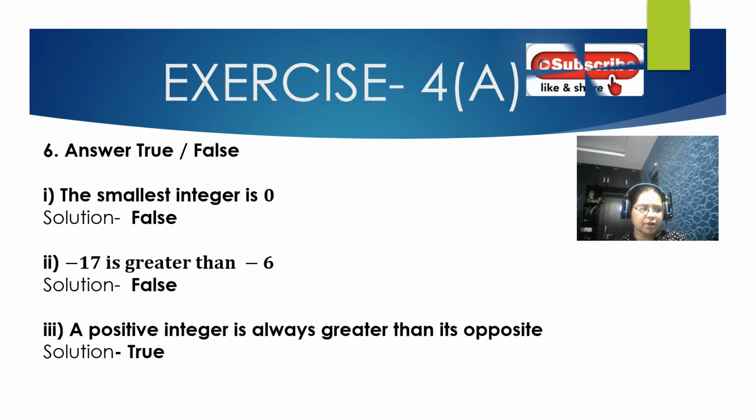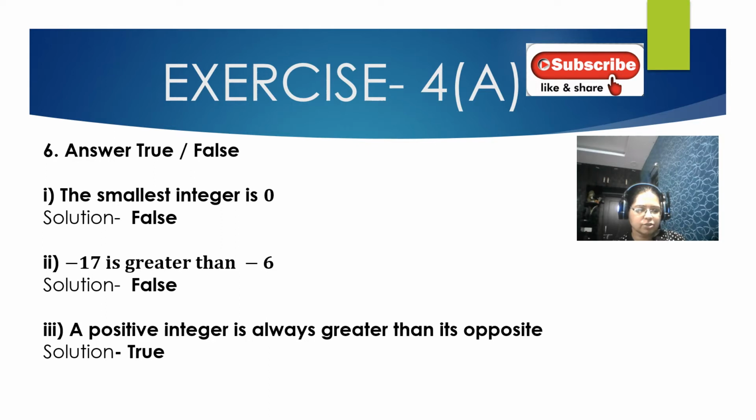Second bit, minus 17 is greater than minus 6. This is not true, this is false. As we know, 17 is greater than 6, but if we place the negative sign, then minus 17 is less than minus 6. 17 is greater than 6, but minus 17 is less than minus 6. So minus 17 is greater than minus 6 will be false.